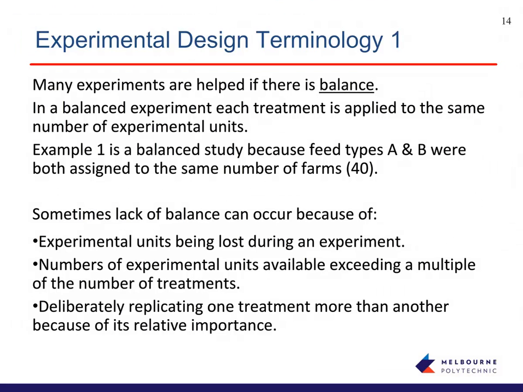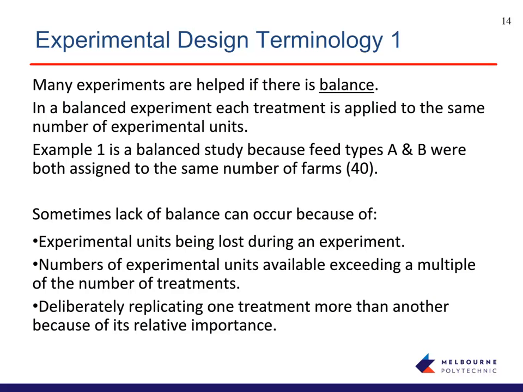Balance is an easy term to come to grips with. It simply means that there's the same number of individuals allocated to each of the treatments being applied in that experiment. So in the feed type example, where we had feed A and feed B, there were 40 farms allocated to feed A and 40 to feed B. So 40 in both, that means it's balanced.